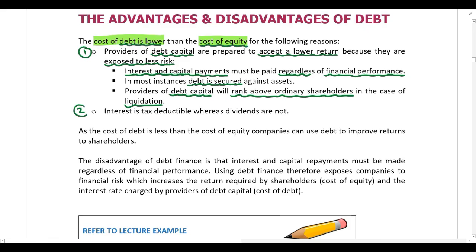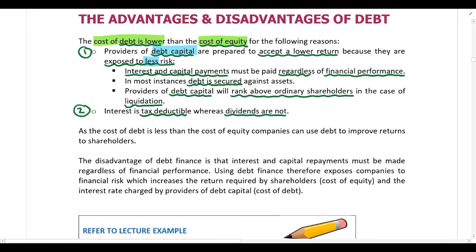Then in addition to that, debt is also cheaper than equity because interest is tax deductible and dividends are not. So at the end of the year when the company does their tax return, they get a tax deduction for any interest expense. So you can use the interest to reduce the amount of tax that you need to pay across to SARS. On the other hand, companies do not get a tax deduction for dividends. So you can't reduce the amount of tax you need to pay across to SARS with dividends that are paid.